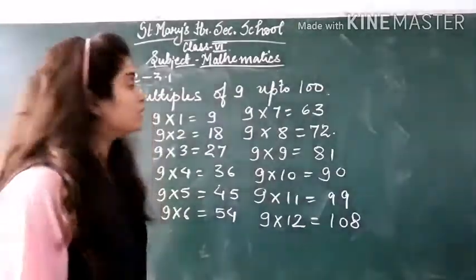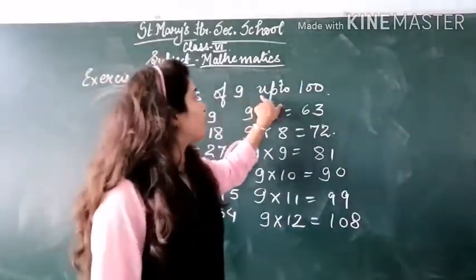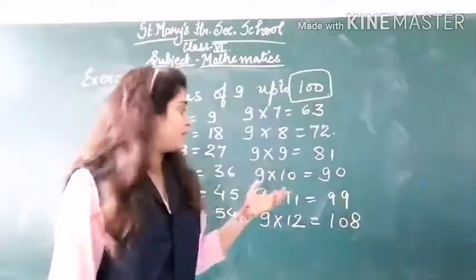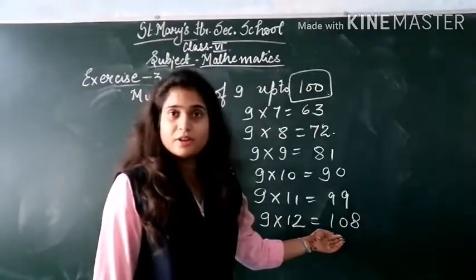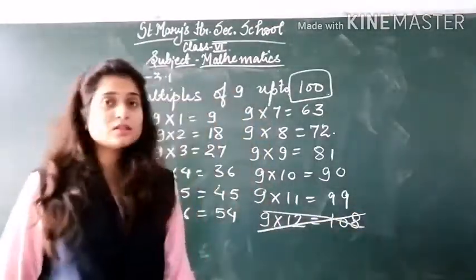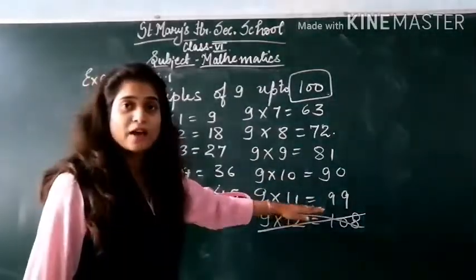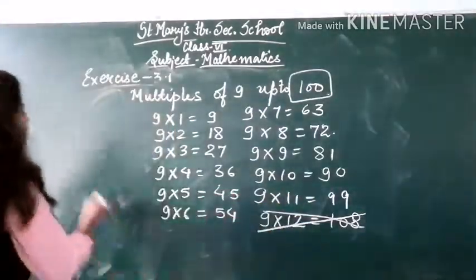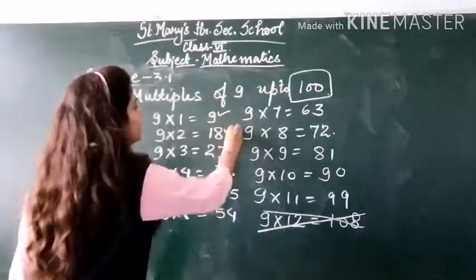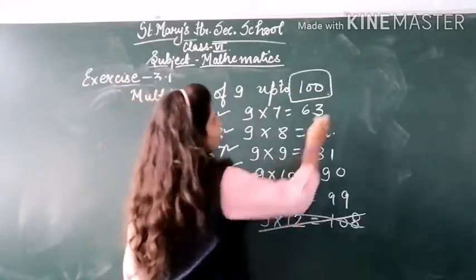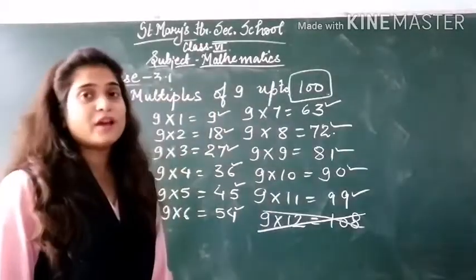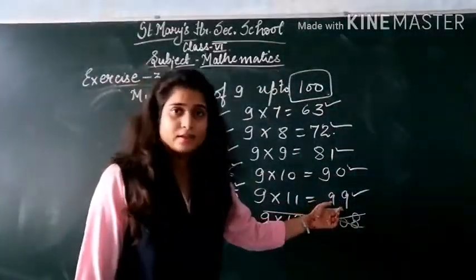But what they told us is that we have to calculate up to 100, which means we will not exceed 100. But 108 comes after 100, so we will not take this step. Up to these steps we have to calculate. So the multiples of 9 are 9, 18, 27, 36, 45, 54, 63, 72, 81, 90 and 99. Up to 100 we have to calculate, so 99 will be the last step.